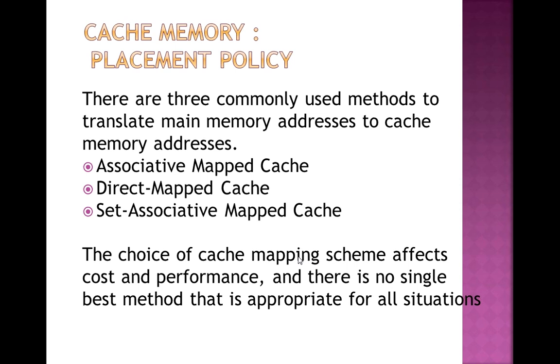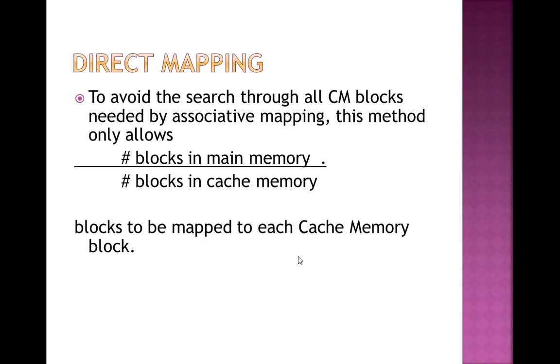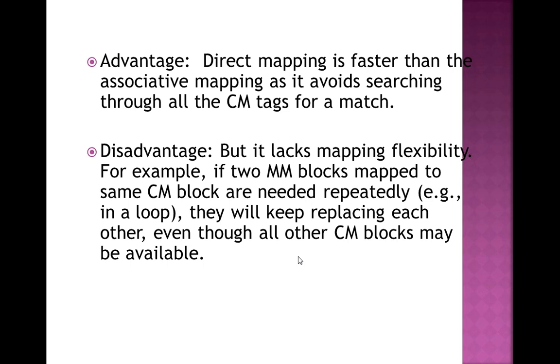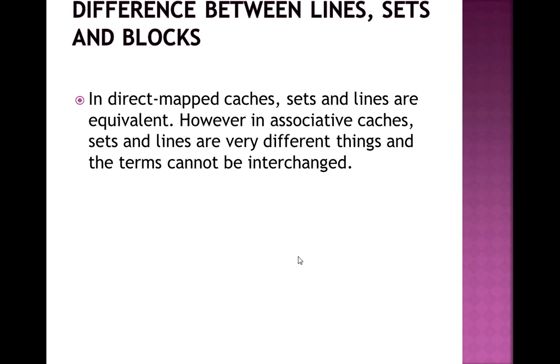Then again, placement policies. There are three types of placement policies: associative mapping, direct mapping and set-associative mapping. We have already discussed associative mapping, its advantages and disadvantages. This is direct mapping, again with its advantages and disadvantages. Then set-associative mapping is a combination of direct mapping and associative mapping.